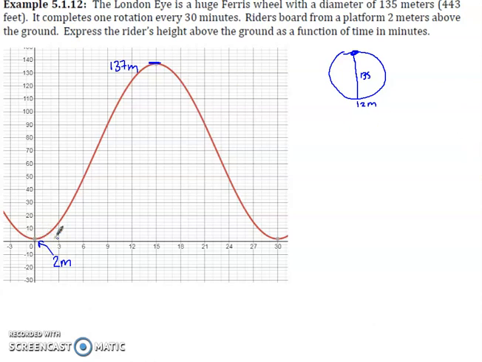They board at 0 minutes and complete their full rotation at 30 minutes, so I have a cycle with a period of 30 minutes. The midline is going to be halfway in between 2 and 137, so that would be at 69.5, and we find that by just adding the max and the min and dividing by 2.